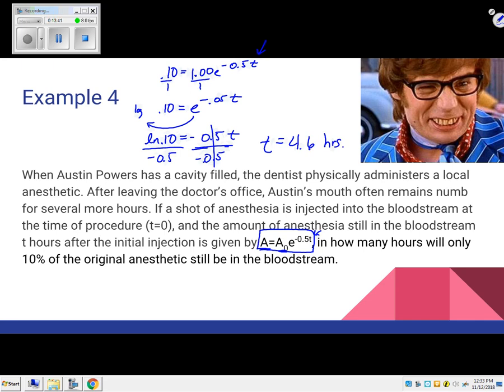So even after leaving the doctor's office, 4.6 hours later, he is still going to have some of the effect of that anesthesia. Good luck to all you dentists out there. I do not envy your profession whatsoever.